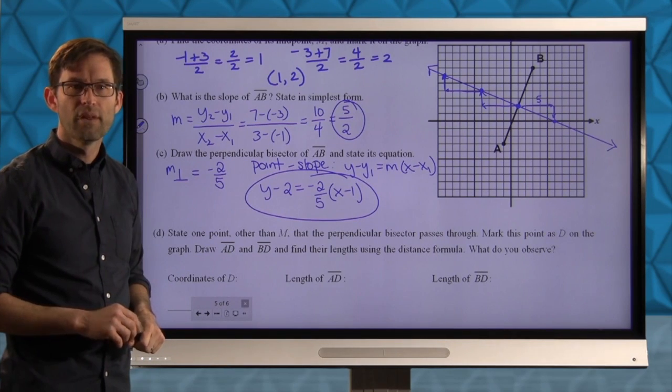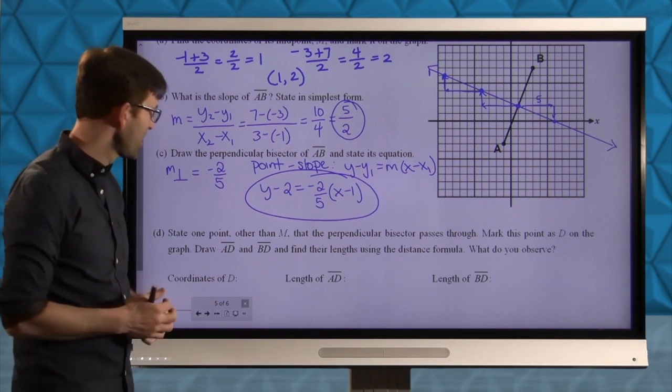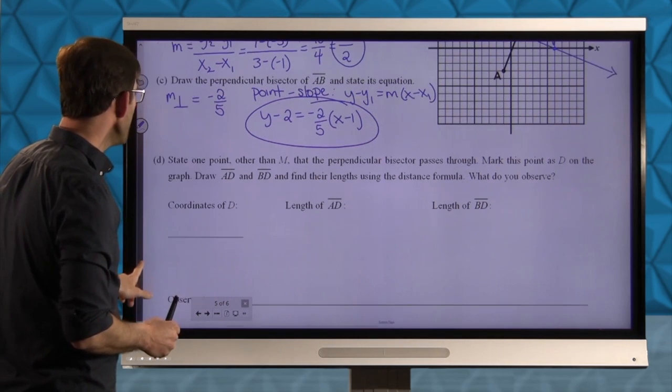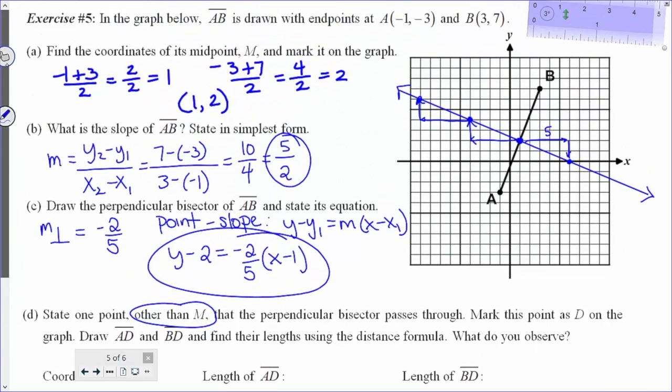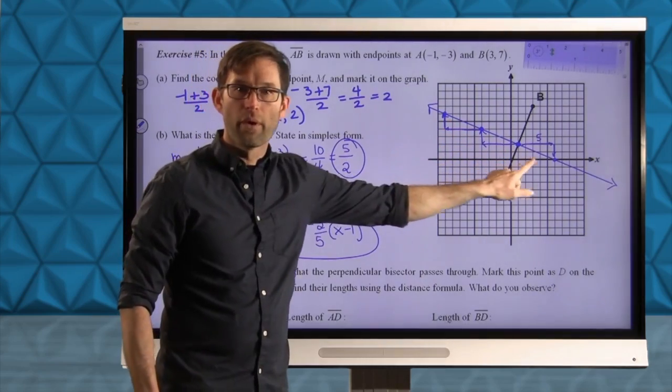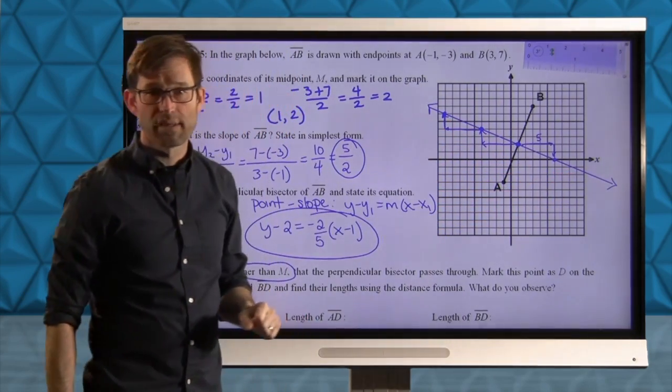All right. One last little piece. Letter D says, state one point other than M that the perpendicular bisector passes through. Mark this point as D on the graph, draw AD and BD, and find their lengths using the distance formula. What do you observe? Well, there are obviously an infinite number of points that lie along that perpendicular bisector, but there are some that are nicer than others, right?